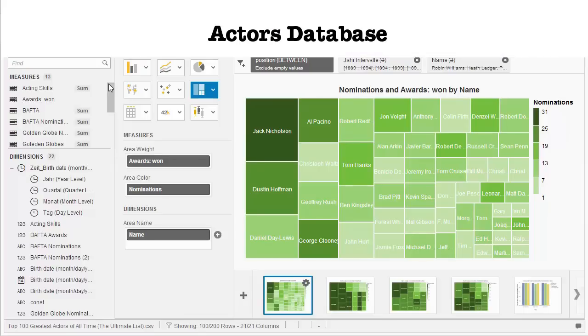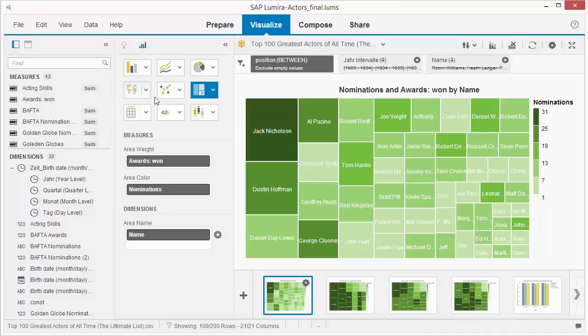Peter loads several datasets from an internet-based movie database into Lumira. He first of all has a look at the actors. He has several measurements, like acting skills, role transformation, or overall versatility. Besides that, he has some figures for the Golden Globes and for the Oscars as well.